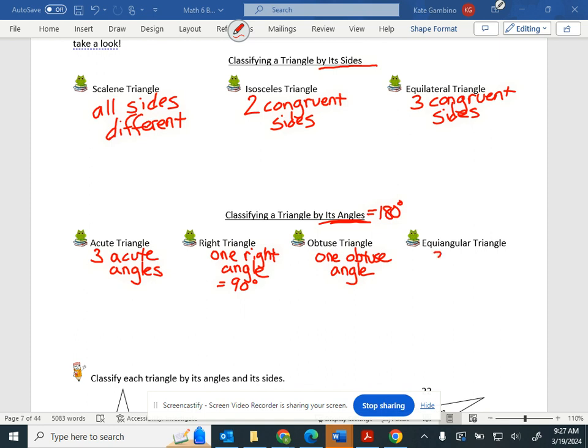Equiangular is three congruent angles. What must they be? What does it have to be if they are equiangular? Lilia? 60 degrees. So all three are 60 degrees. 60 plus 60 plus 60 is 180. That is the only angle measurement we can have for an equiangular triangle. If it is equilateral, it is equiangular. If it's equiangular, it is equilateral. They go together.